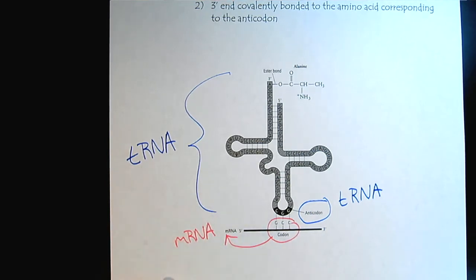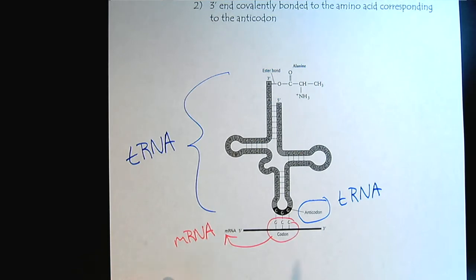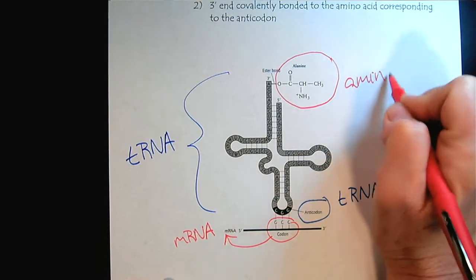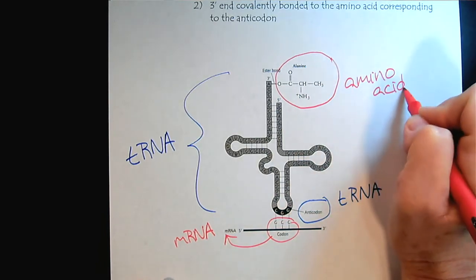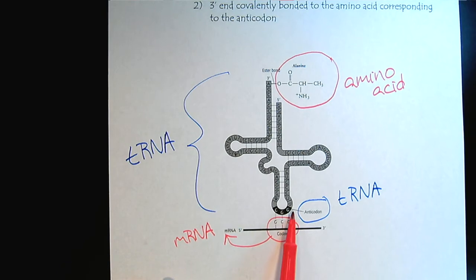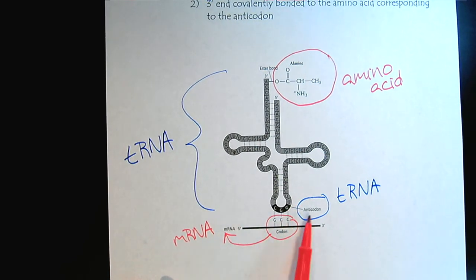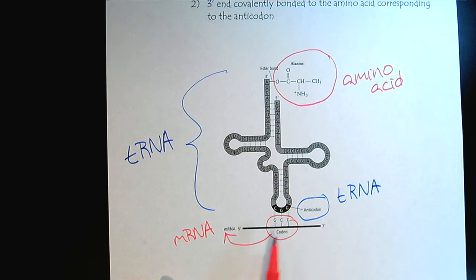And this is the cool part. This codon is giving the code for this amino acid. The transfer RNA knows, so only the transfer RNA that has the correct anticodon can come in to interact with the codon of the messenger RNA so that the transfer RNA brings the correct amino acid.